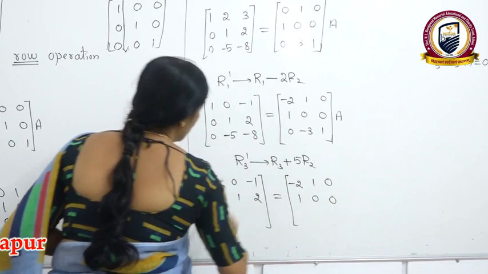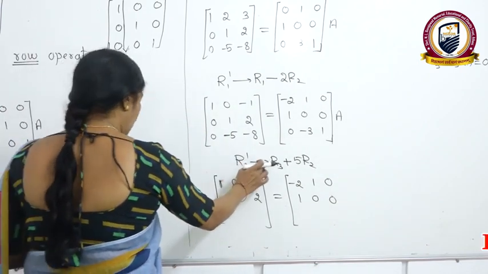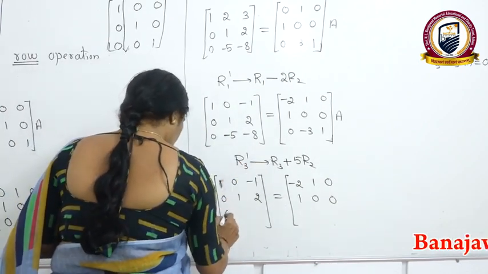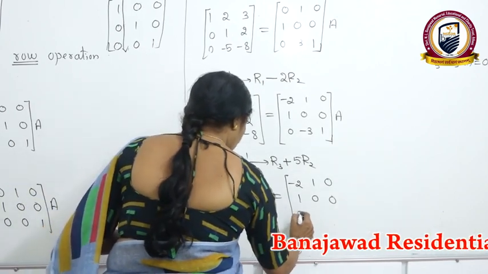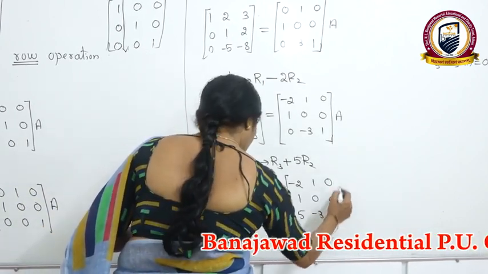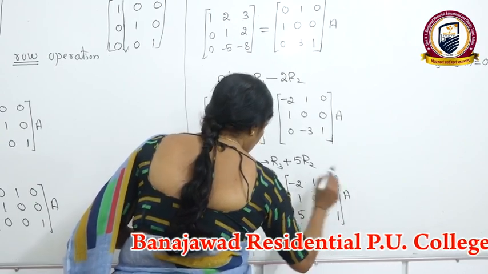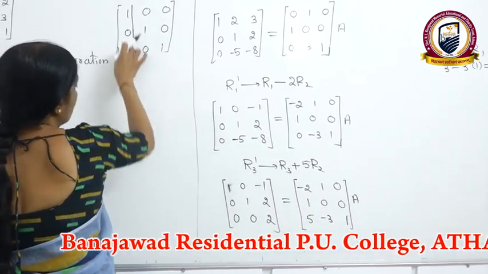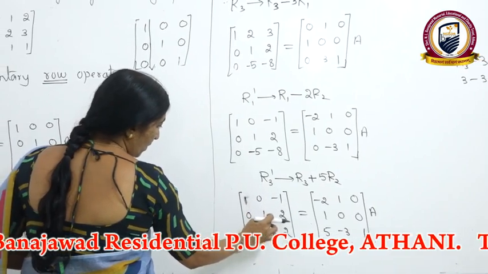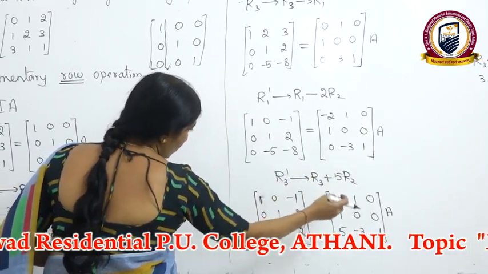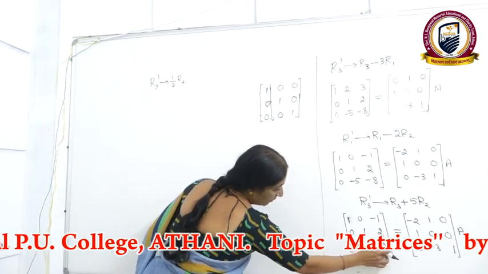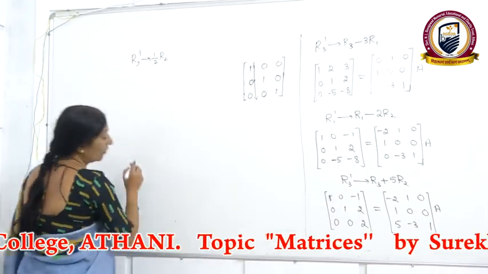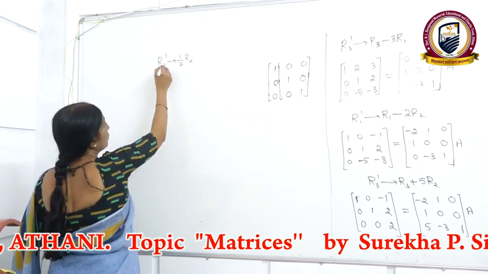Then write the third row elements after calculating this operation. 0, 0, 2. Again on the right side, 5, minus 3, 1. And A as it is. Now again compare. We got 1, 0, 0. We got 0, 1, 0. Now we are moving to the next step. Putting the 2 present in the third row as 1. So the reciprocal is 1 by 2.